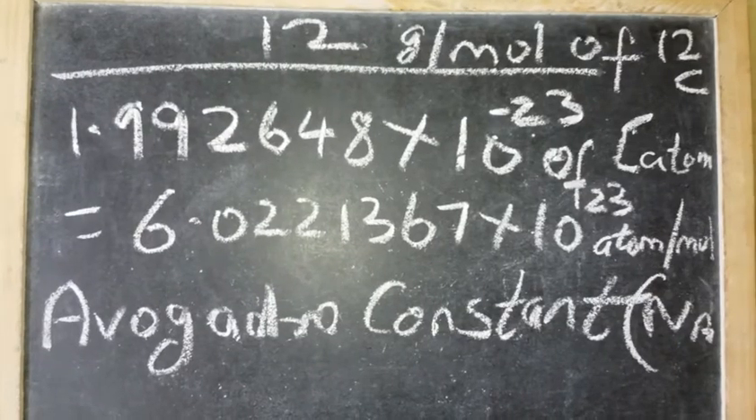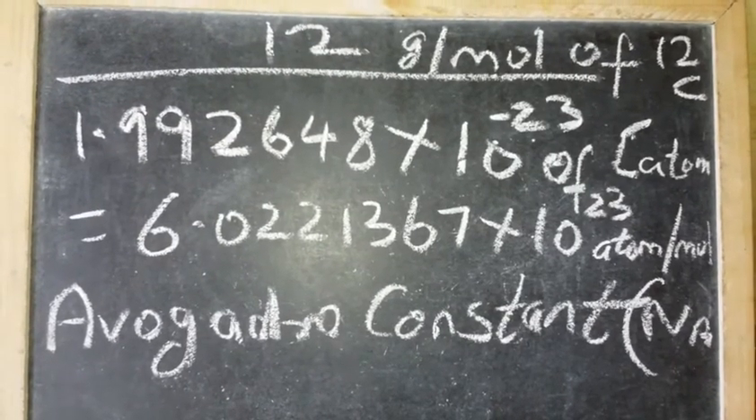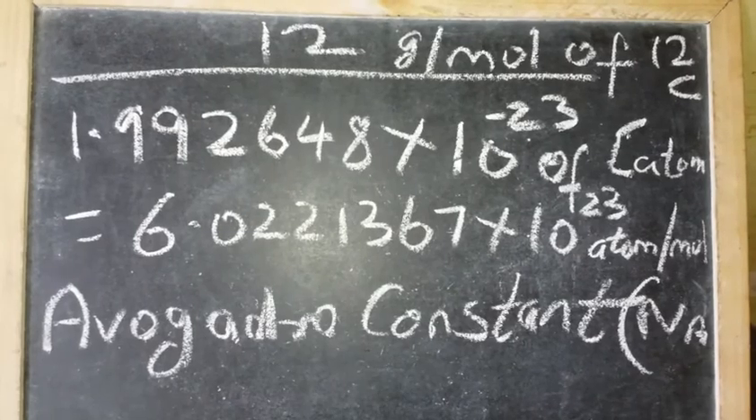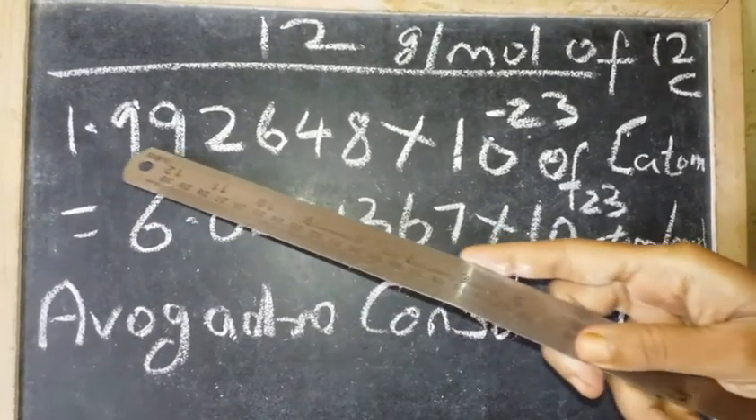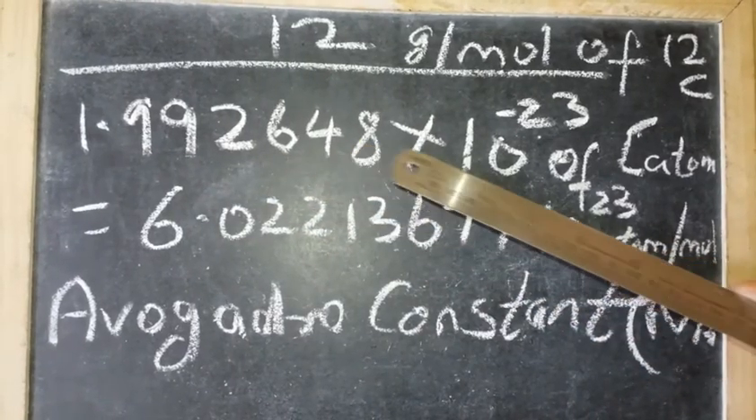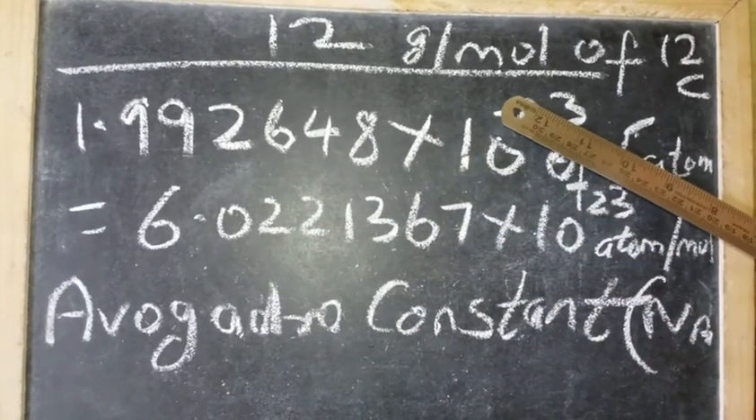Thus, 1 mole is the amount of a substance that contains as many particles or entities as there are atoms in exactly 12 grams of carbon-12 isotope. It has been found that the mass of a carbon-12 atom is equal to 1.992648 × 10^-23 grams.